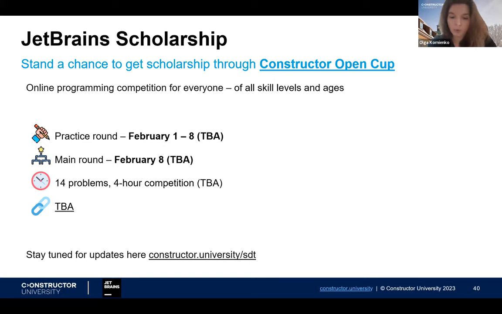What is very important is that you can try yourself in both options. You can first try to get the scholarship through the competition, Constructor Open Cup, and if you didn't win this competition, you still can go through the test. So both options are possible. And this is also very, very important. But again, we'll have more information about this in the next sessions.